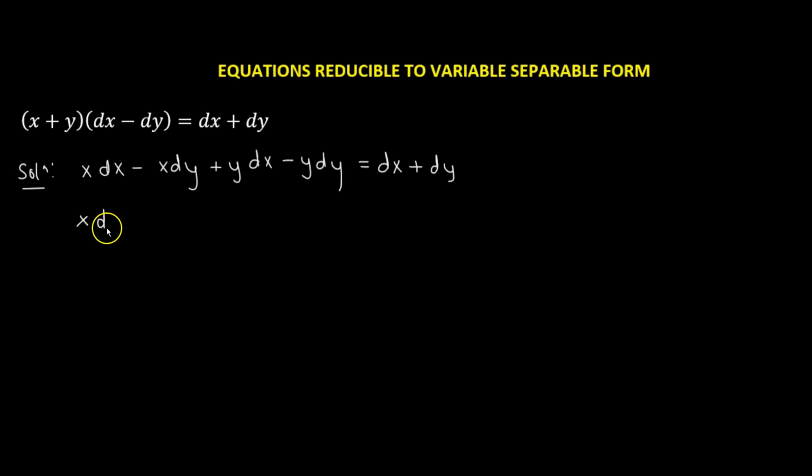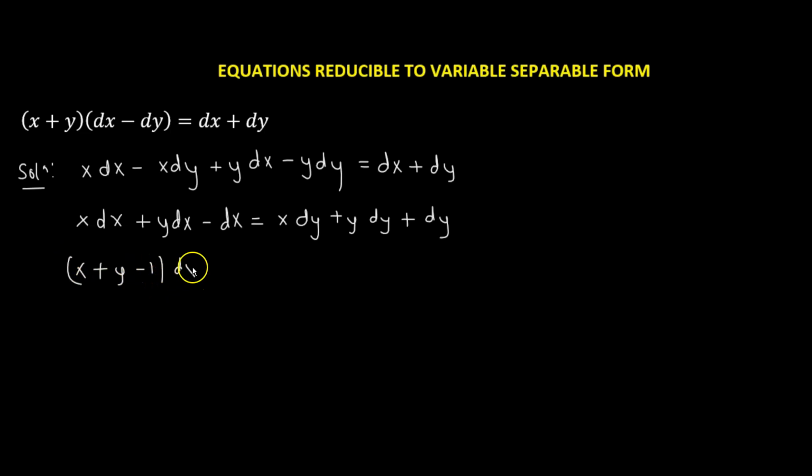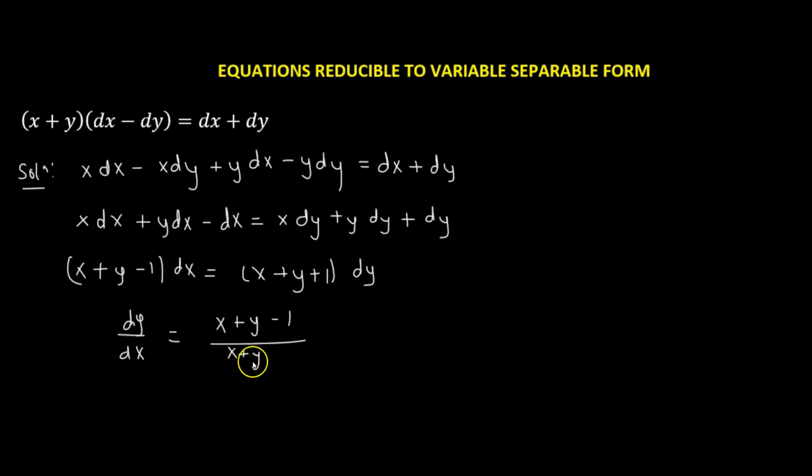We write all the dx terms together. So we have x dx + y dx - dx, and take all the dy terms to the right hand side. So we have x dy + y dy + dy. We'll take dx as the common factor. So we have (x + y - 1) dx equals (x + y + 1) dy. That means dy over dx is simply equal to (x + y - 1) divided by (x + y + 1).